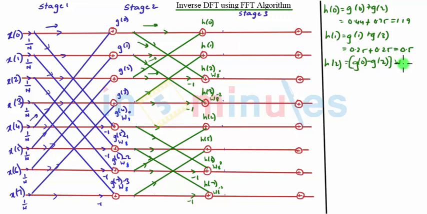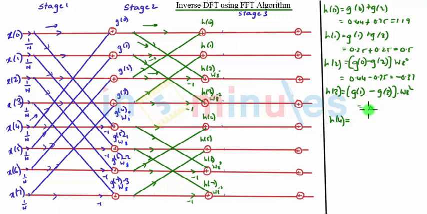So multiplied by w raised to 0, which is 1. So 0.44 minus 0.75 gives us minus 0.31. H of 3 is equal to g of 1 minus g of 3 multiplied by w raised to 2. The sum comes out to be 0. So finally it is 0.